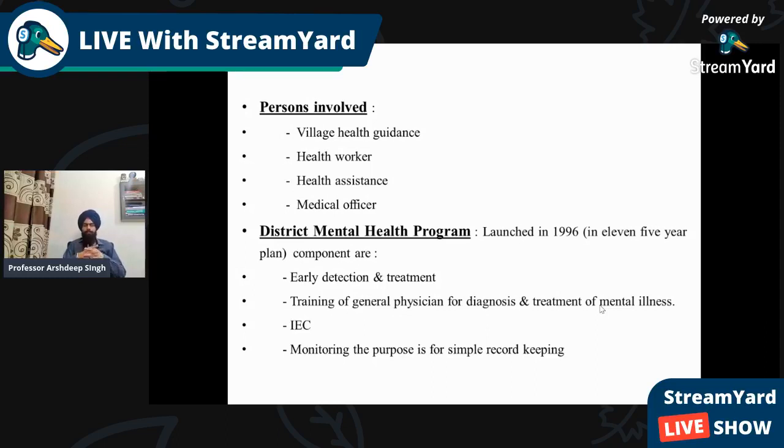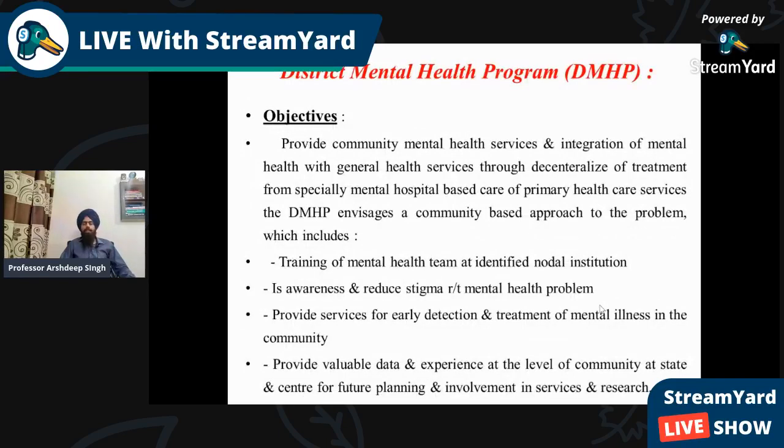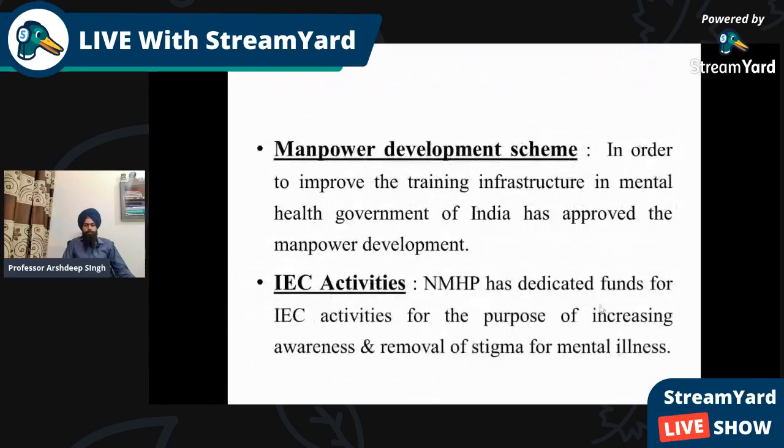We are communicating the knowledge and information related to these mental illnesses and their preventive measures, so that we might be able to save the general population from them. Next, monitoring, the purpose of which is simple record keeping. We also have to maintain records of the various cases. That was also an objective. Next, I am going to explain in detail about the District Mental Health Program.